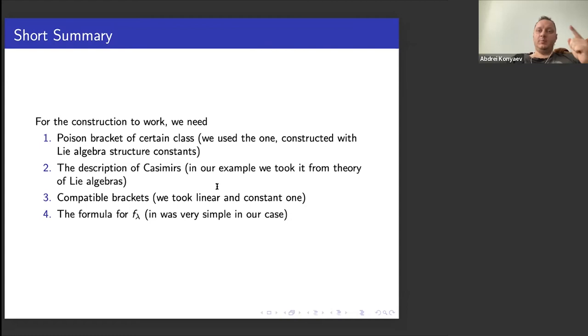Here we use the very special one we were able to look in the book. We need a description of Casimirs. Again, look in the book, because this is a Lie algebra. People studied Lie algebra for quite some time.